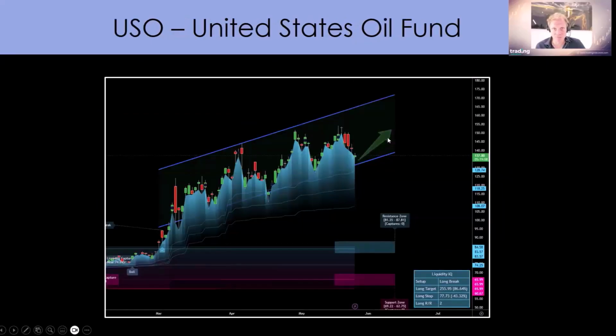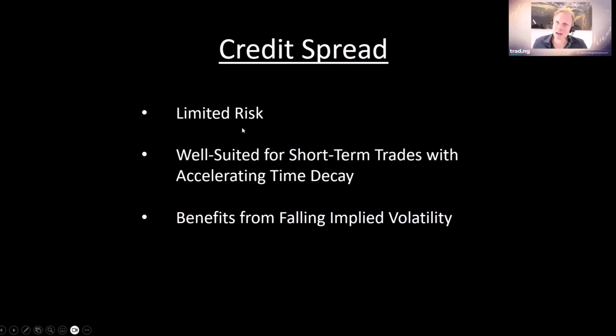And in conclusion, if I were to trade this particular setup, with my expectation that price will be bouncing off this trend channel here from the lower end towards higher price levels, I would trade this with a credit spread. Limited risk. It's suited for my short-term horizon with expirations fairly nearby, thanks to accelerated time decay and my expectation that implied volatility is going to come down a little bit as well, which will help my trade.